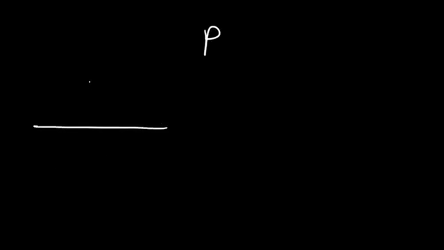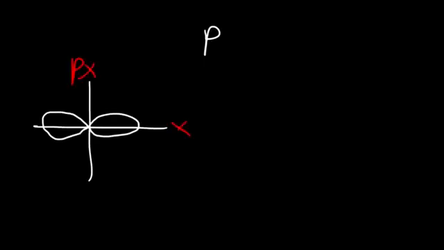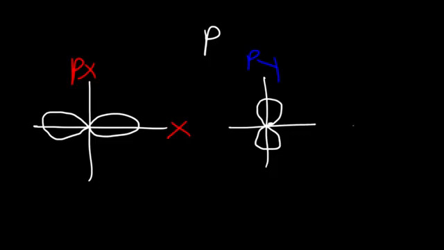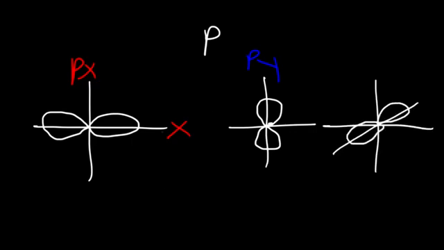Now let's talk about the p orbital. There's one s orbital, but there's three different types of p orbitals. You can have a p orbital on the x-axis, so this is known as px. You can have a p orbital that's oriented along the y-axis, so that's called py. And then there's one oriented about the z-axis, which we'll call pz. So there's three types of p orbitals.